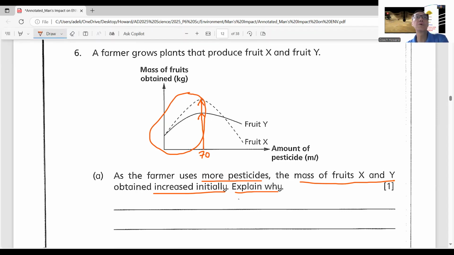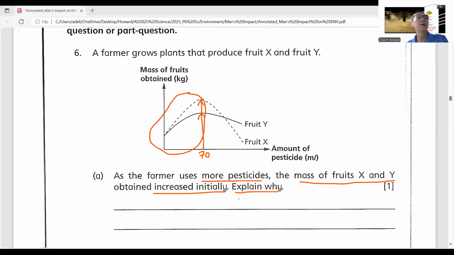So that's the answer for the first section, which I want to give you a snapshot of, so that you can understand the answer. So you mention that the use of more pesticide leads to the death of more pests. Okay, having fewer pests in a farm will reduce the destruction of fruits and plants, so resulting in an increase in the mass of fruit obtained.